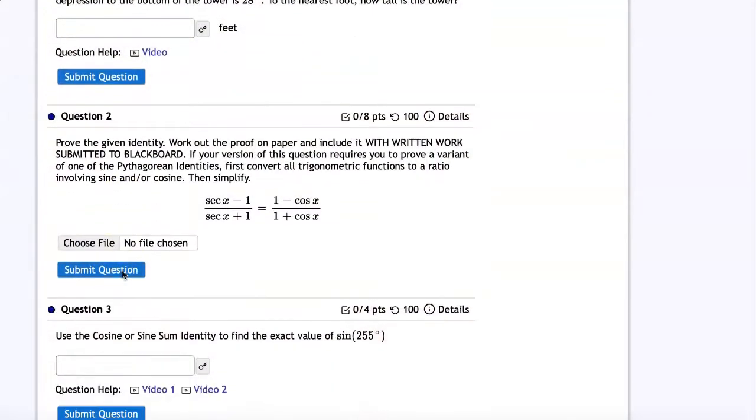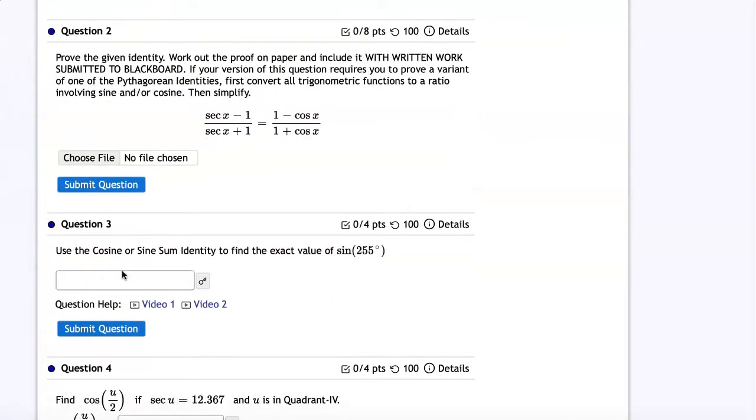The next problem, question number 2. This is going to be a proof. Now notice for my directions I say prove the given identity, work out the proof on paper and include it with written work submitted to Blackboard. That means you don't upload it directly to the test. If your version of this question requires you to prove a variant of one of the Pythagorean identities, first convert all trigonometric functions to a ratio involving sine and or cosine, then simplify.